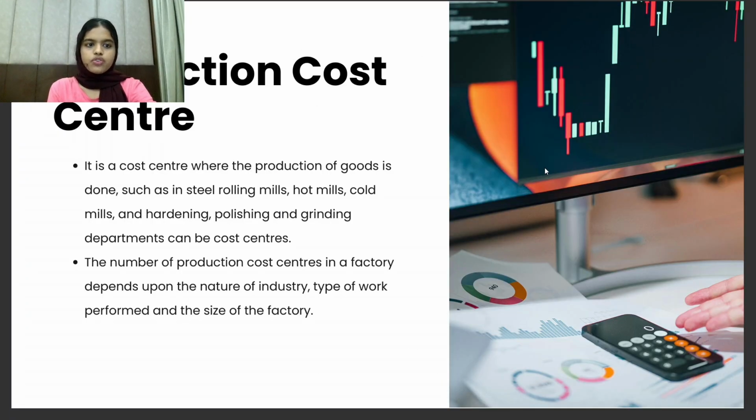Now, there are three types of cost centers. The first one is production cost center. This type of cost center is directly involved in making goods. For example, steel rolling mills, hot mills, cold mills, hardening, polishing, and grinding departments can be cost centers. The number of such cost centers depends on the nature, performance, type, and size of the factory.